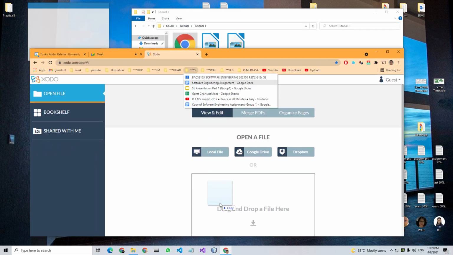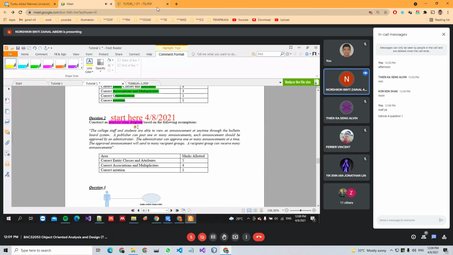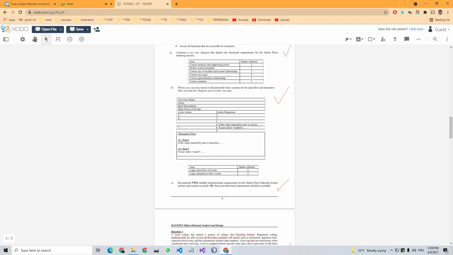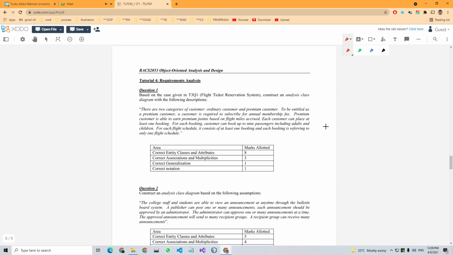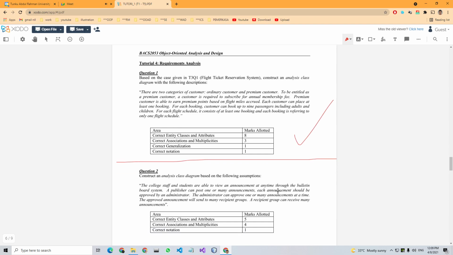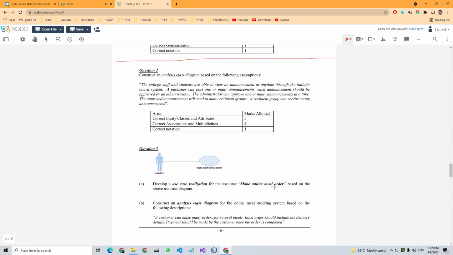So construct an analysis class diagram. Construct this diagram based on the following assumptions. The college staff and student are able to view announcement anytime through the bulletin board system. Publisher can post.